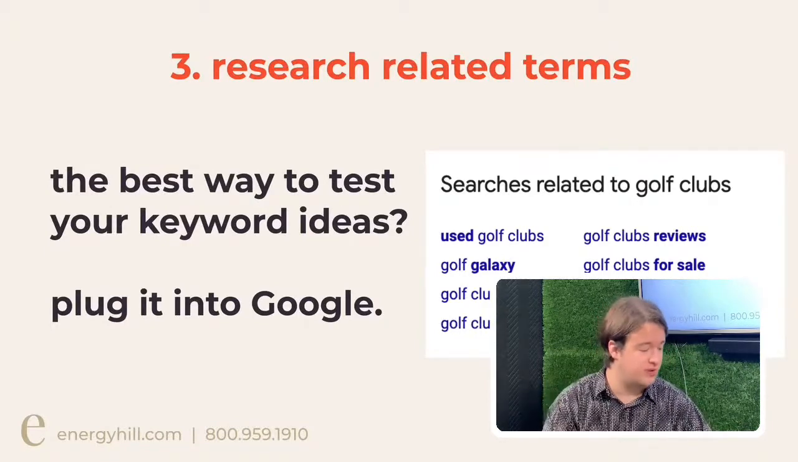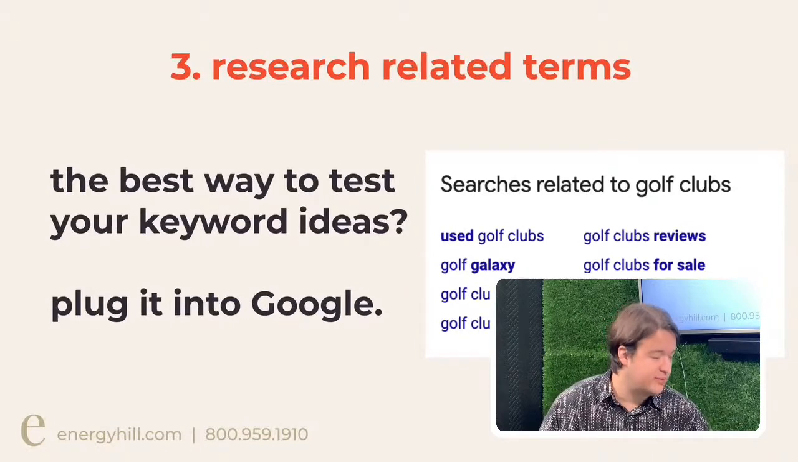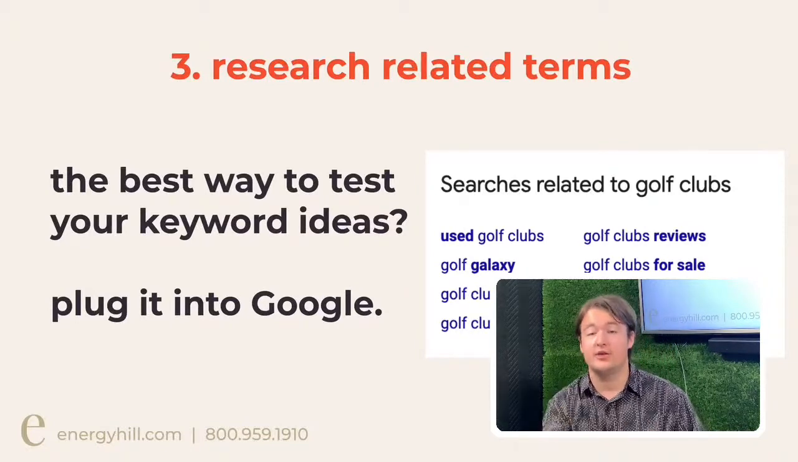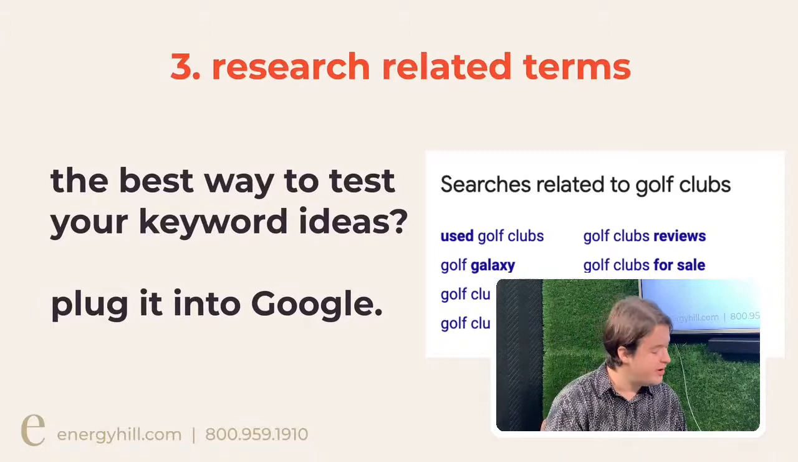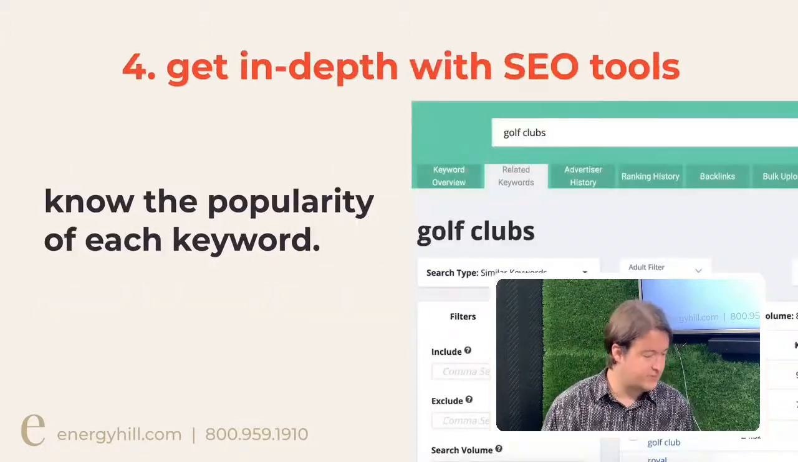And you can keep going down searches related. So let's say I search golf clubs and I see golf clubs for sale. Well, I click on golf clubs for sale. I can look at their searches related for golf clubs for sale as well. So you can keep going down that kind of path.